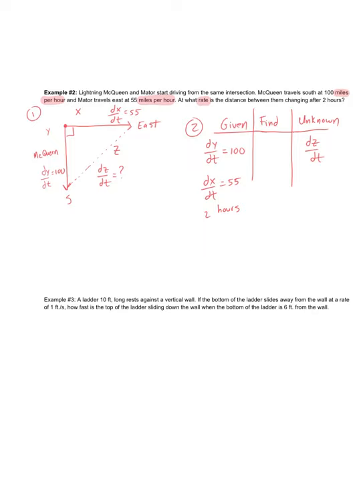Okay, third step, we need an equation. Well, what equation do we have that relates the sides of a right triangle? That's good old Pythagorean theorem. x squared plus y squared is equal to z squared. If you remember, the legs of the right triangle are right here. The hypotenuse, the side across from the right angle, is always over here. So that's the third step, find the equation.